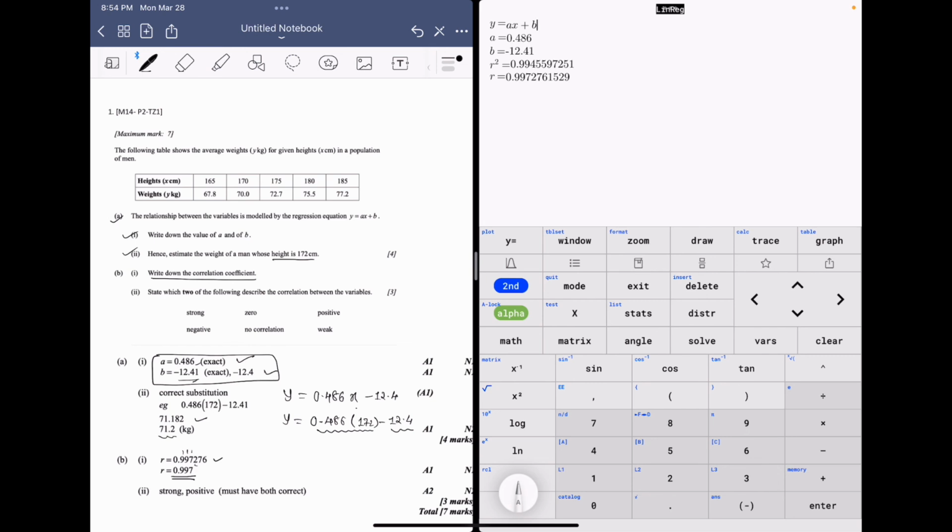Next, state 2 of the following that describe the correlation between the variables. Is it strong, negative, 0, no correlation, positive or weak? Clearly I can see the r value is positive, so definitely I will say positive. And if the r value is nearly equal to 1, I will say strong. So right now in this case it's strong and positive, because state means you don't need to give the complete explanation, you just write down the two important words. That's it. Thank you.